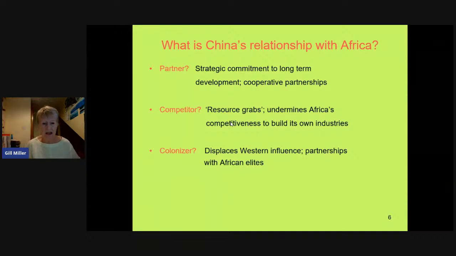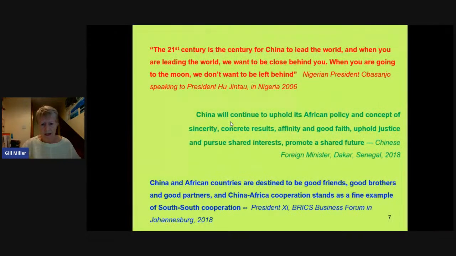And is China a colonizer? There was Western colonization, of course. We've heard a lot about that in recent months. But now that's been displaced, is China replacing that as a neo-colonial influence with partnerships with the elite, the ruling government and the wealthy people in African states? So people aren't quite sure where you would classify China's relationship. But here's three quotes which take you in some direction.